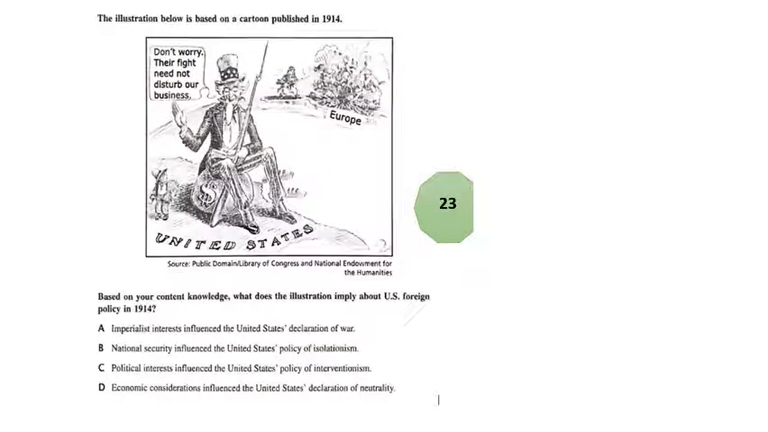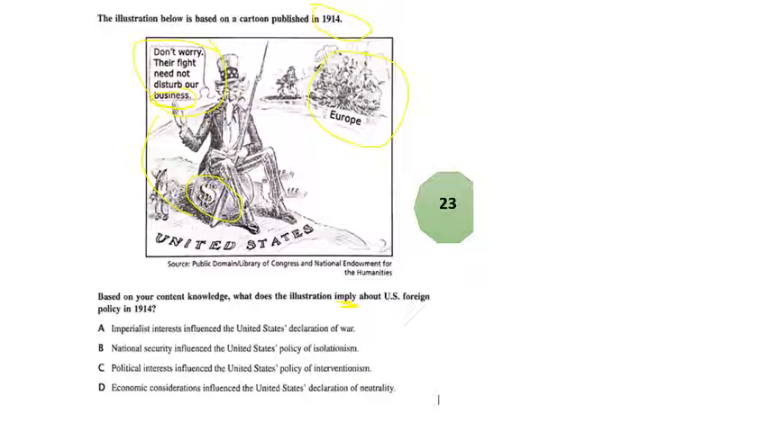All right, question 23. The illustration below is based on a cartoon published in 1914. 1914 is the start of World War I. And we have Uncle Sam sitting on a bag of money saying, "Don't worry, their fight need not disturb our business." And here we have Europe fighting World War I. Based on your content knowledge, what does the illustration imply about U.S. foreign policy in 1914? Well, it looks like we're interested in doing business, making money.